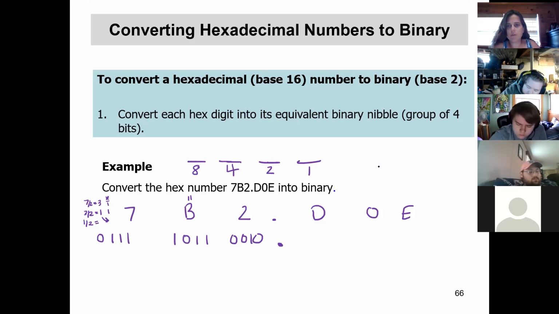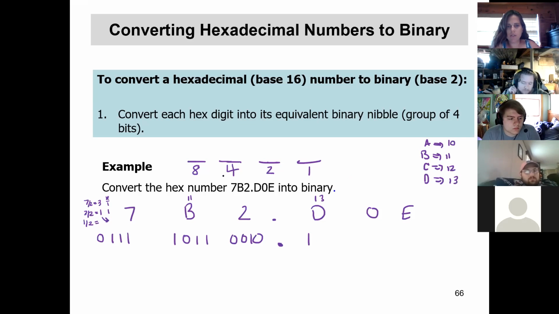The D refers to, well, A we said was 10, B would be 11, C would be 12, D would be 13. So we have an 8 in there, with a remainder of 5. So we'd also have a 4 in there. So 8, 4, and a 1. You're just basically adding these groups. How can you get these to add up? So we'd have 1, 1, 0, 1. And then 0, don't overthink it. It's just going to be a group of 4 zeros.